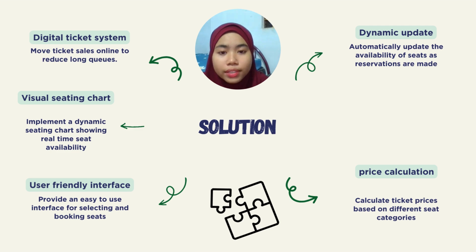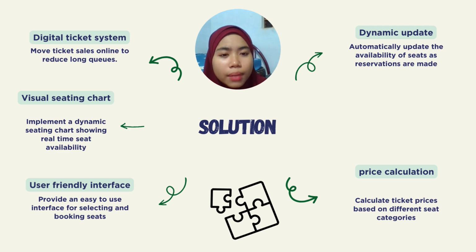So this is the solution for the problems I have mentioned before. Number one is the digital ticket system, which moves ticket sales online to reduce the long queue. The second one is the visual seating chart, which implements a dynamic seating chart showing real-time seat availability. Number three is a user friendly interface, which provides an easy to use interface for selecting and booking their seats.